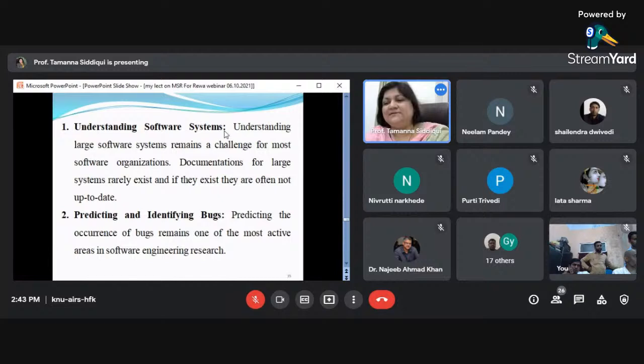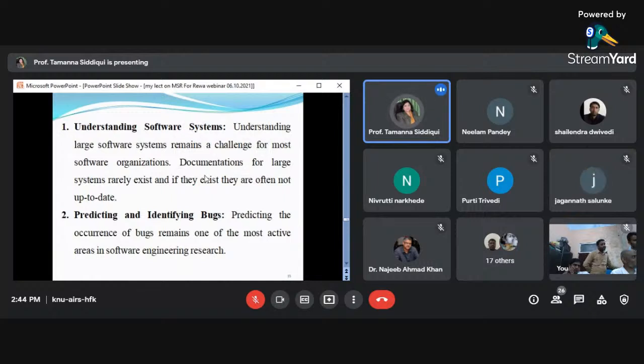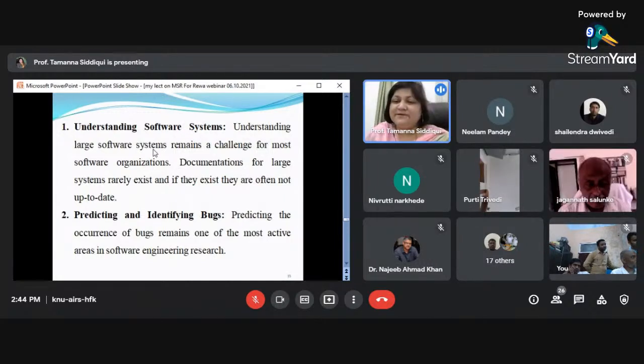Understanding software systems. Understanding large software systems remains a challenge for most software organizations. The reason is lack of documentation. Documentation for large systems rarely exists, and if it exists, it is often not up to date. This is the reason that even if you have a rich repository of developed software, you will not be able to use that rich repository. So this is a direction: you should think about developing an automated process to use the existing software which is available in the repository.